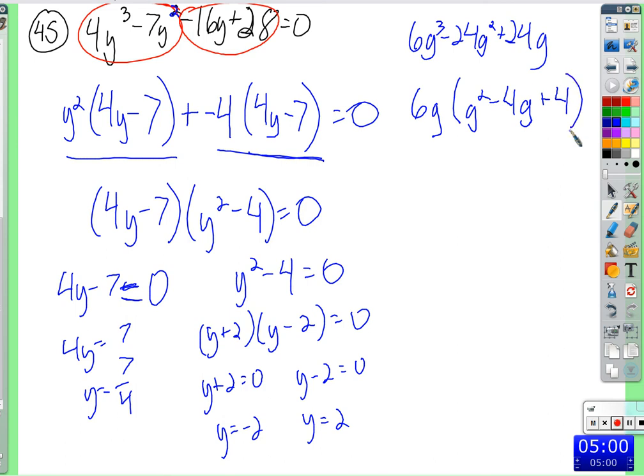That will be factored. Quadratic that we factored: 6g times g minus 2 times g minus 2. So remember to always factor something out that they have all in common before we go too far.